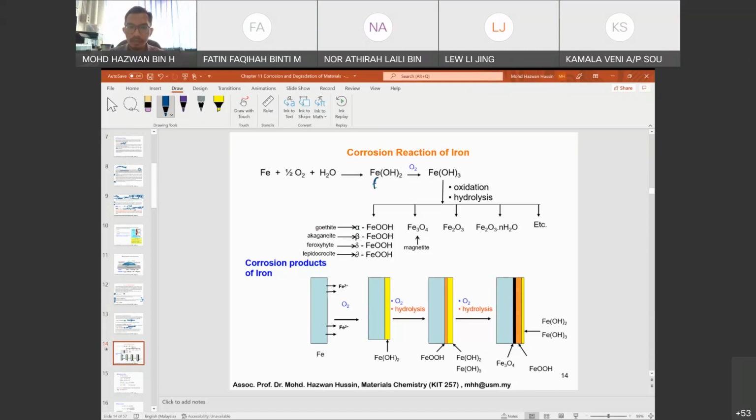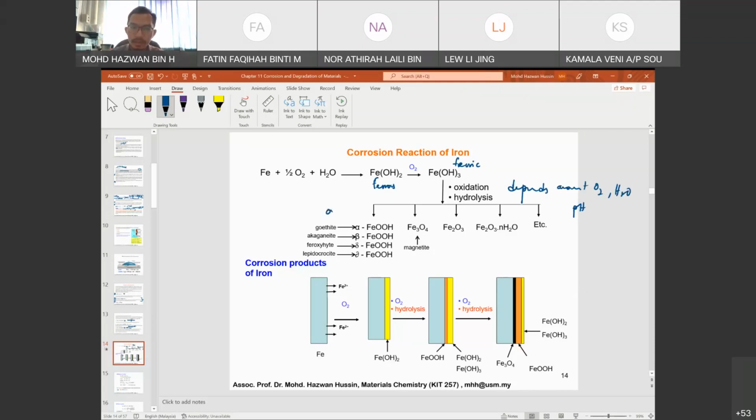Ferrous hydroxide, and then it forms ferric hydroxide. More oxidation, because as I said, ferrous hydroxide is less stable. It tends to form ferric hydroxide, and with further oxidation and hydrolysis, it will produce different types of rust phase, because it depends on the amount of oxygen, water, pH, and so on. So you have a different mixture.